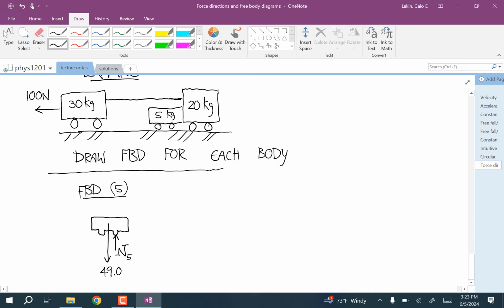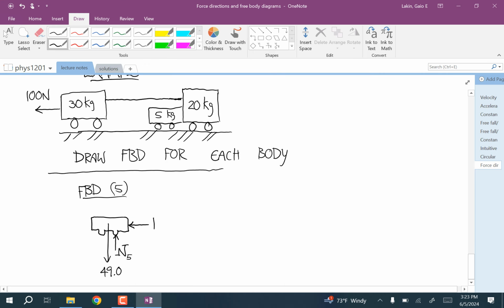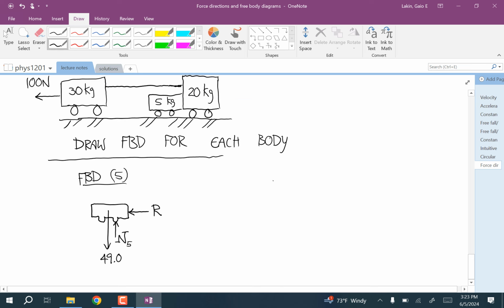And now you can look all the way around the body. The only other place where there's contact between this and the surroundings is a pushing force from the 20 kilogram. And so that's perpendicular to the surface toward the body. And I'll call that R. And that's it for the 5. And now I'll go to the 20.